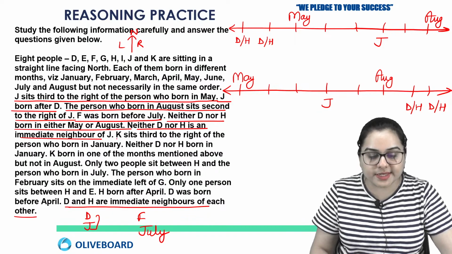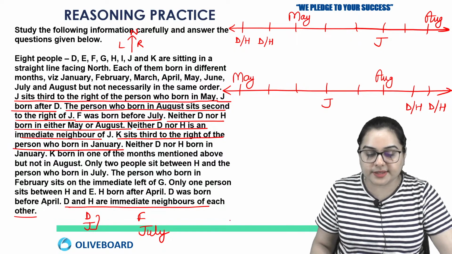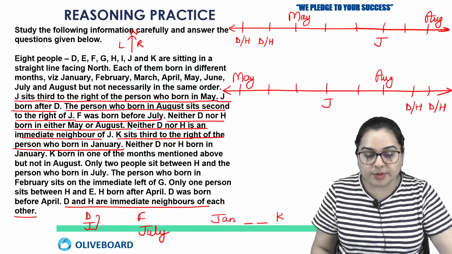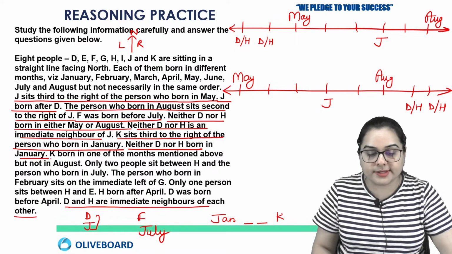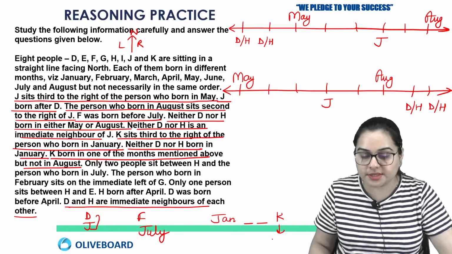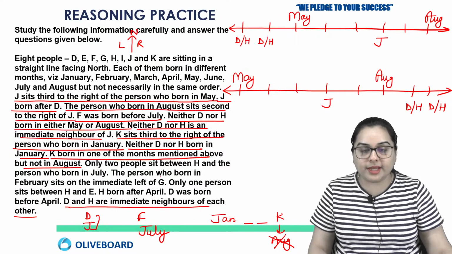Now see this. K sits third to the right of the person born in Jan. Now to the right side of the person born in Jan, I have to write K, but he says that neither D nor H was born in Jan. Also K was born in one of the months mentioned above but not in August. Now K is not born in the month of August. So what can be done for this?